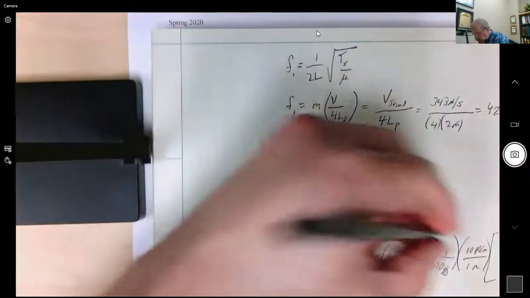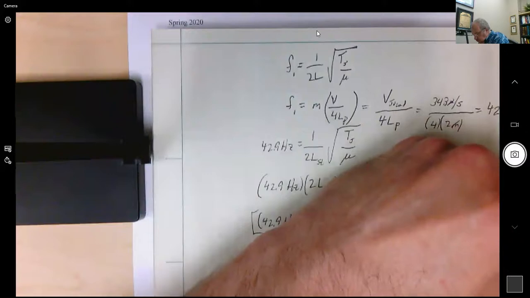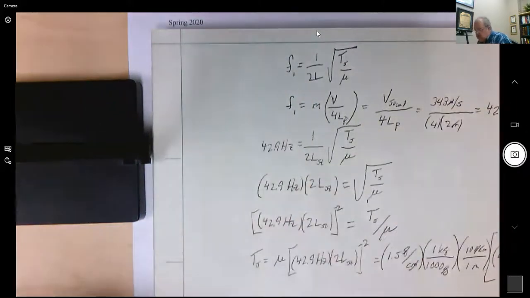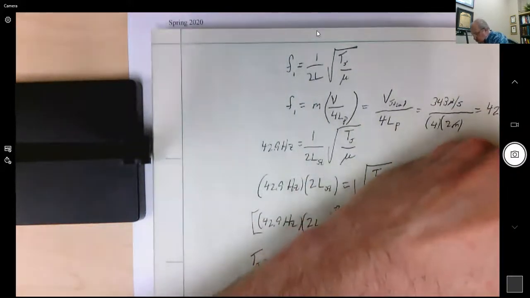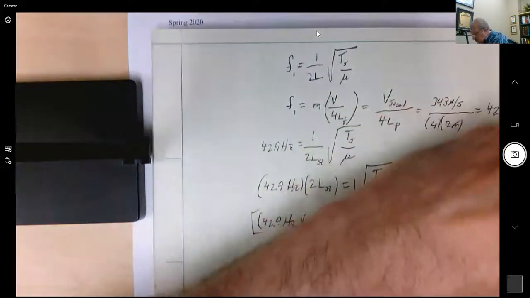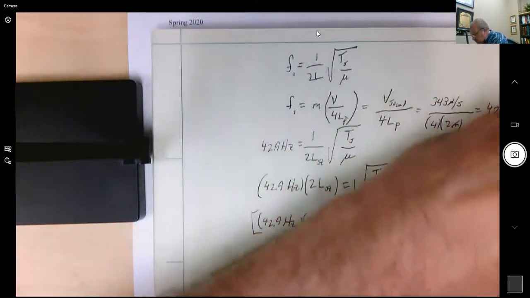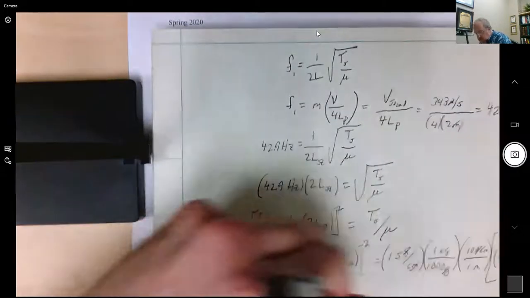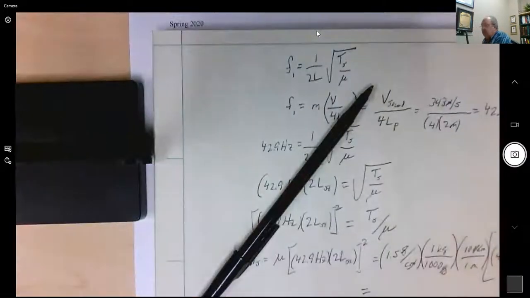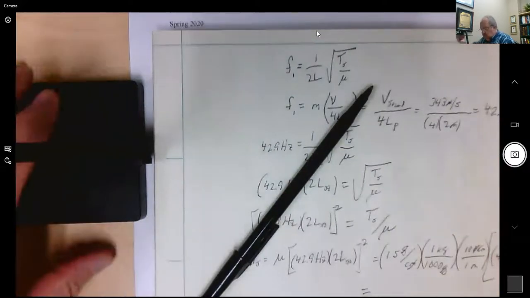Then I take 42.9 hertz times 2 times the length of the string. That's 32 centimeters, so that's 0.32 meters, quantity squared. I can just plug this into my calculator. You can see the whole thing there.